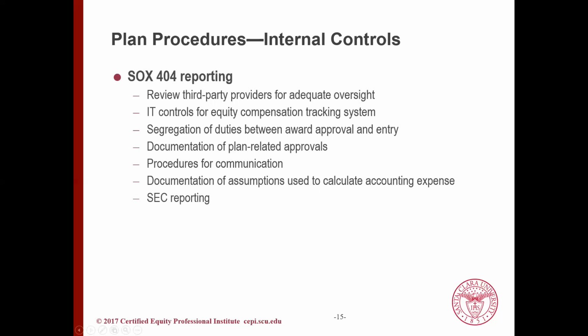We've got procedures. You want to make sure you have procedures for communication. You want documentation of plan-related approvals, because when your auditors come through, they're going to ask you to see the plan approvals. They're going to ask you to see backup documentation from your board on the number of shares that were approved under the plan, and assumptions for calculating accounting expense. They're going to want background documentation on that.